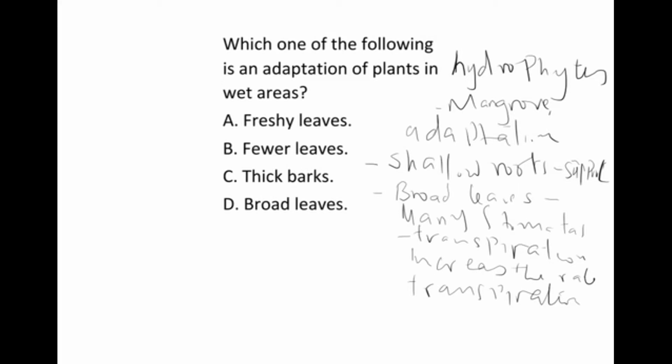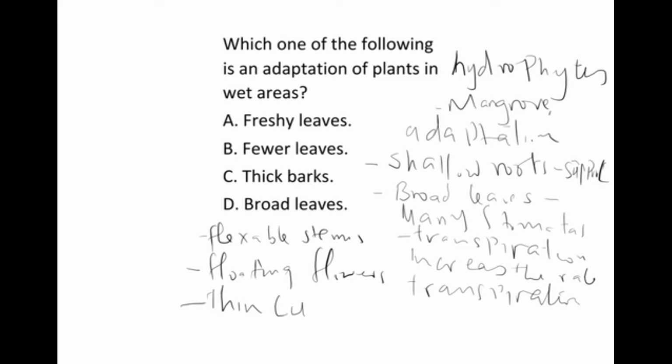Also, these plants usually have flexible stems. These flexible stems enable the plant to withstand water currents. Other adaptations include floating flowers to ensure pollination. Also, they have floating leaves. They have a thin cuticle, etc. All those are other adaptations.